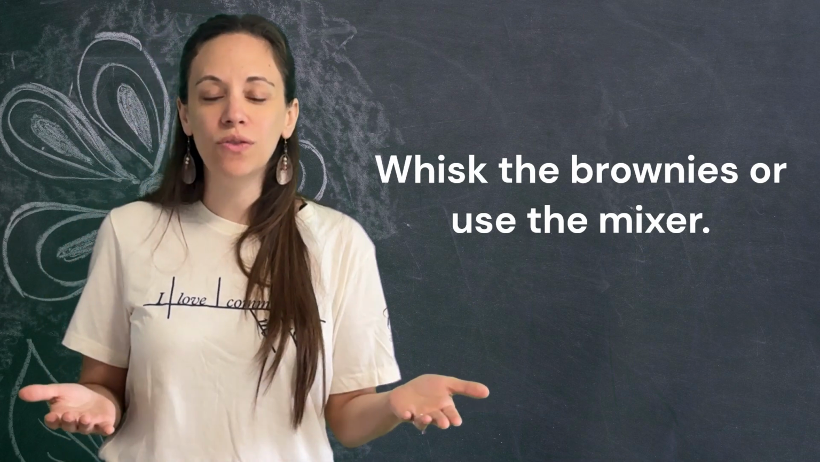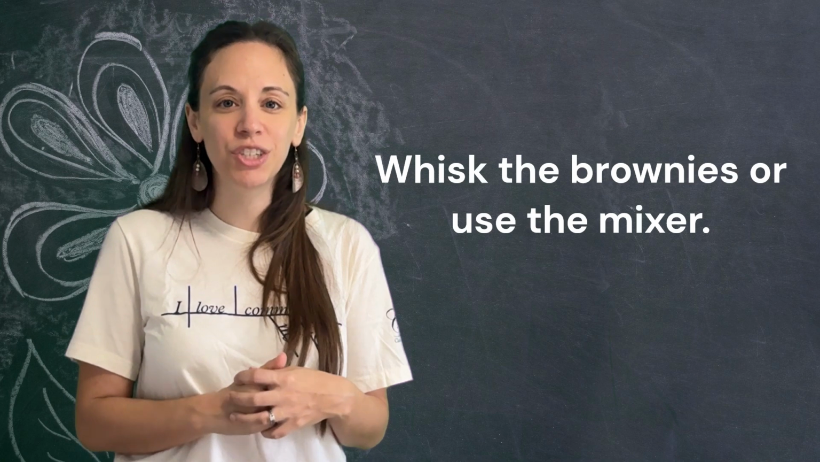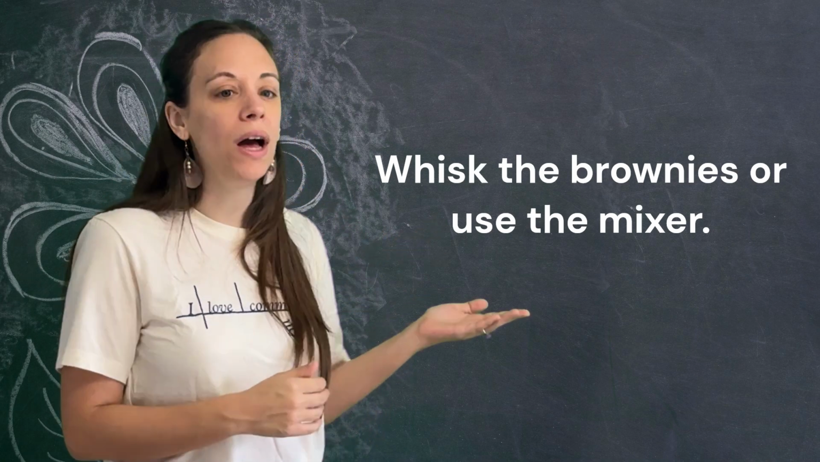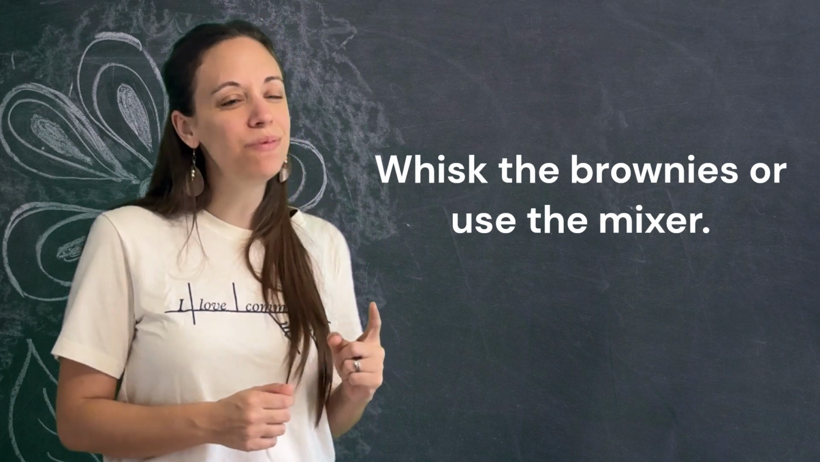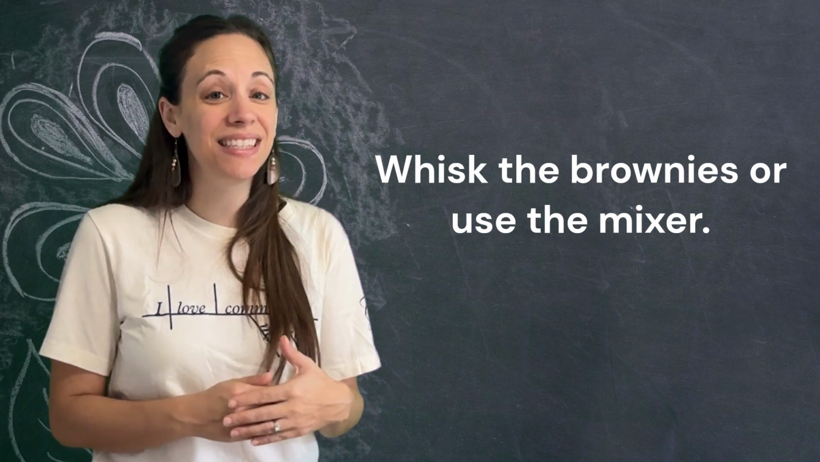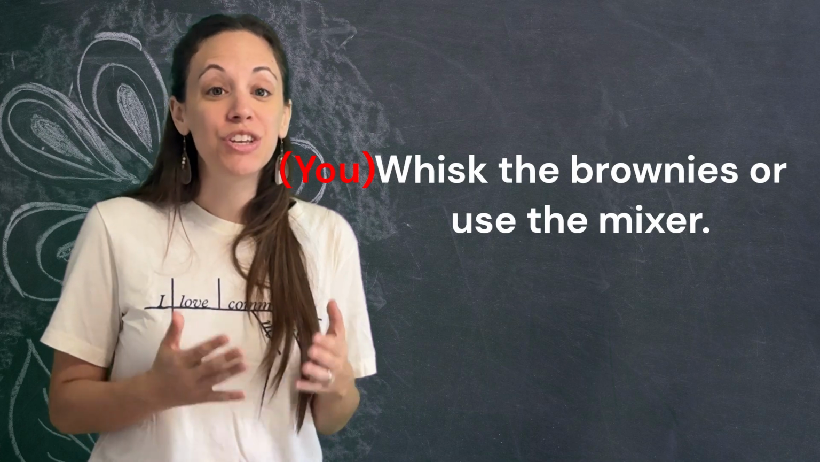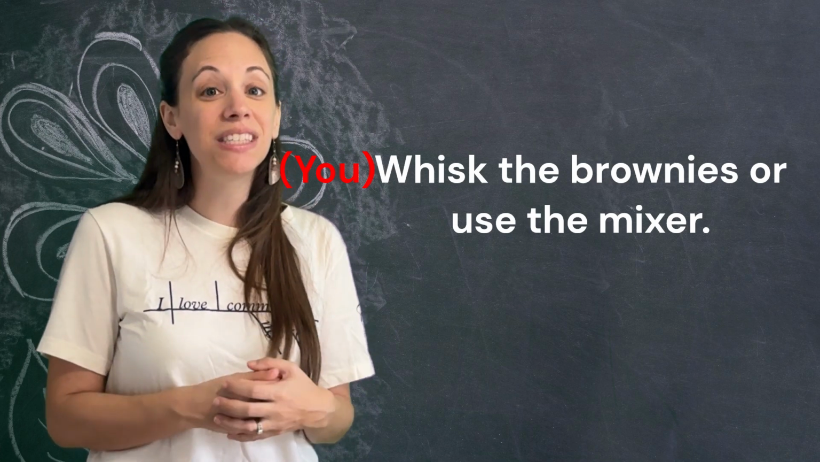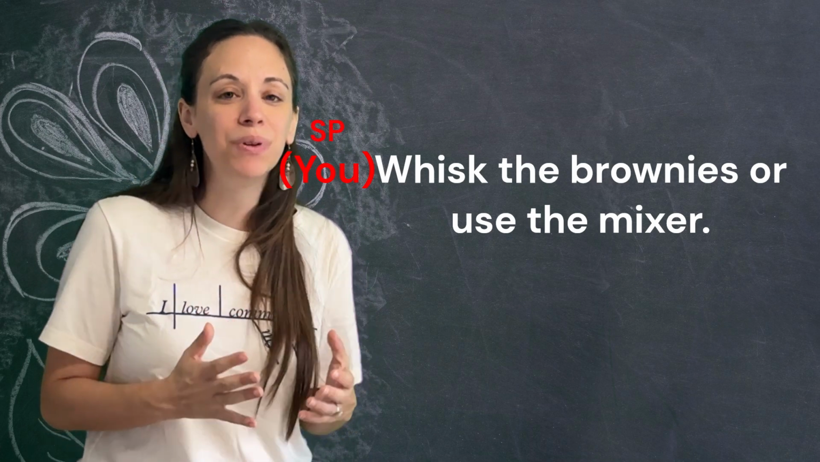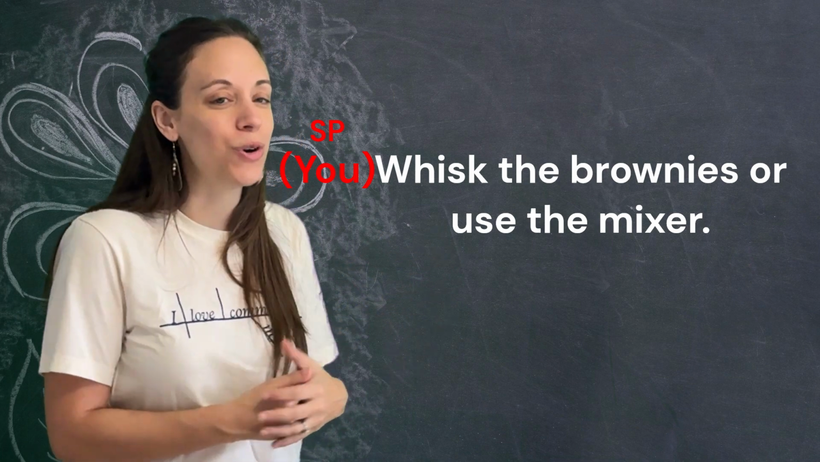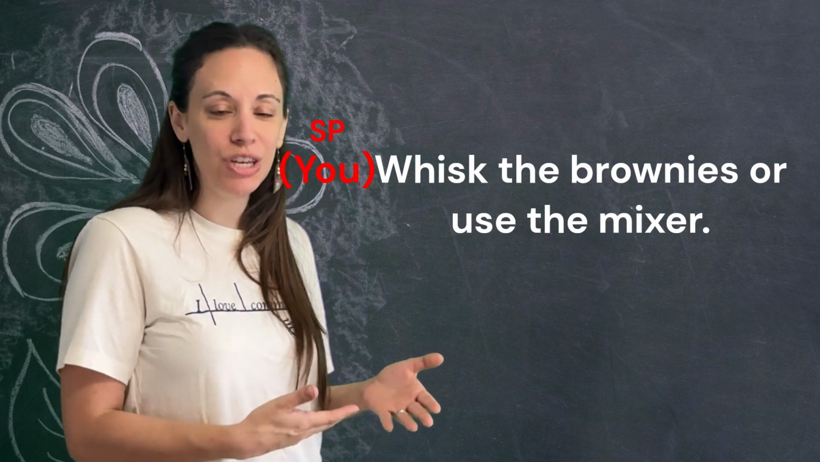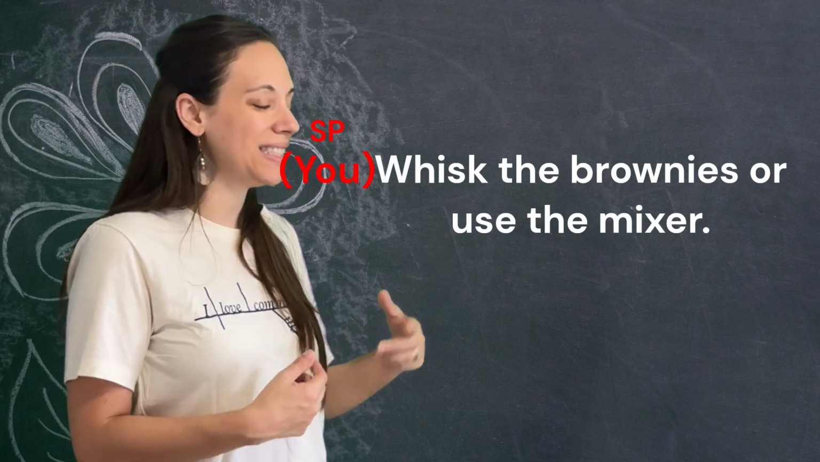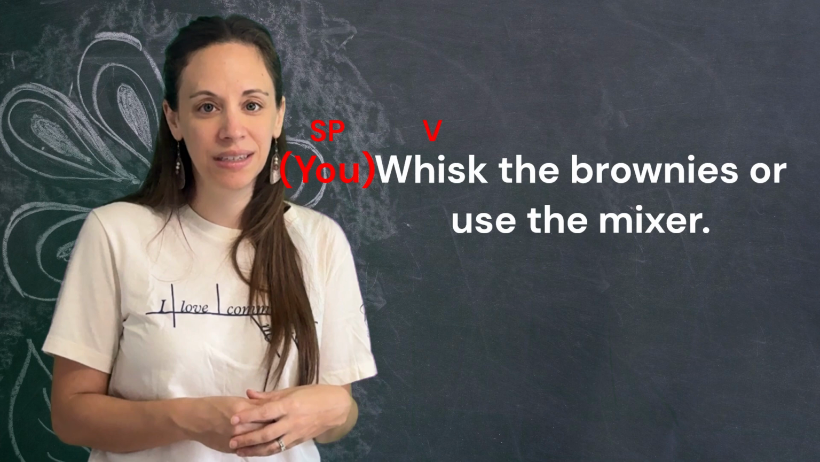So we're going to start right away by asking our question confirmation. Who or what whisk the brownies? Again, this is a command. The subject is sort of hidden in this case. It is the implied you. You whisk the brownies. We have a subject pronoun. It is that implied you in the imperative form. You, what? What is being said about you? You whisk. Whisk is our verb.